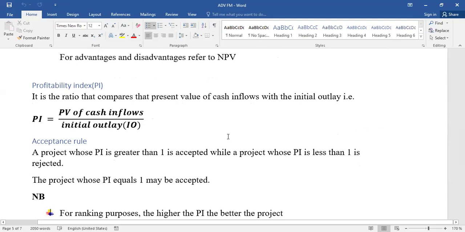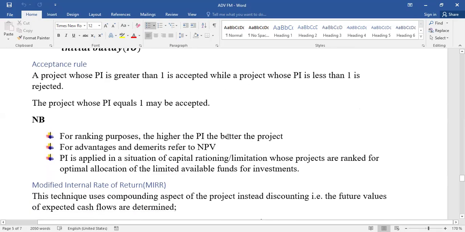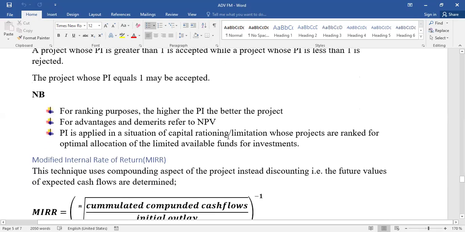Now, we have the profitability index, and we are saying it is the ratio that compares the present value of the cash inflows with the initial outlay. So how do we normally calculate the PI? We take the present value of the cash inflows and divide by the initial outlay. Acceptance rule: a project whose PI is greater than 1 is accepted, while a project whose PI is less than 1 is rejected. The project whose PI is equal to 1 may be accepted. For ranking purposes, the higher the PI, the better. For advantages and demerits, refer to NPV.